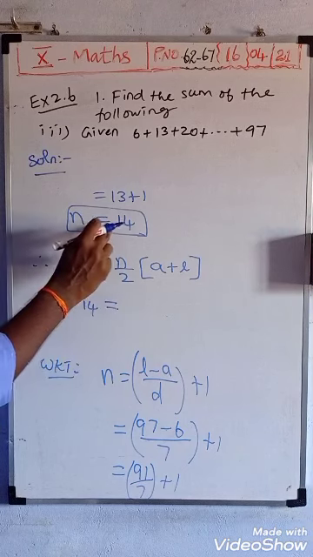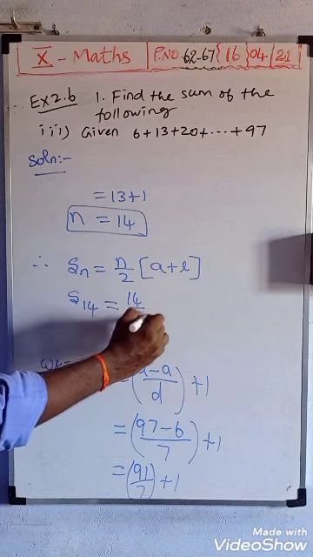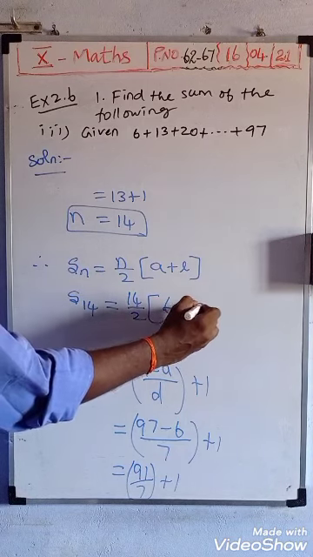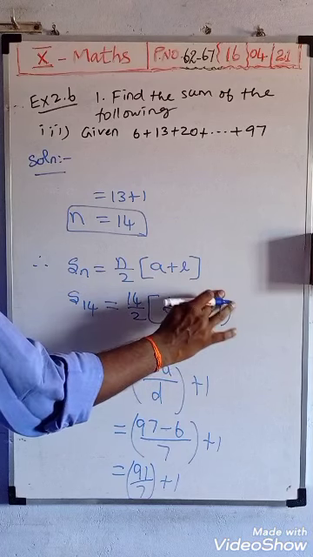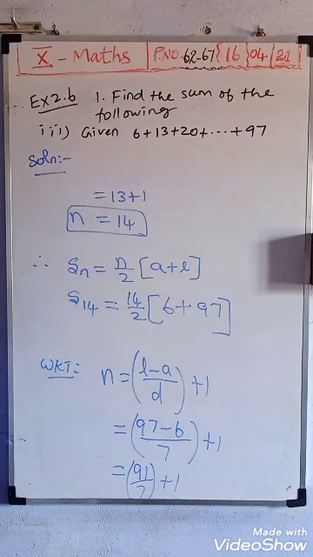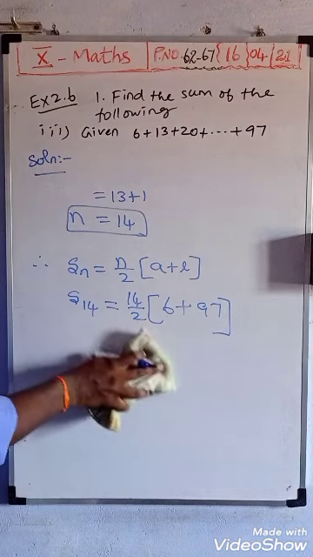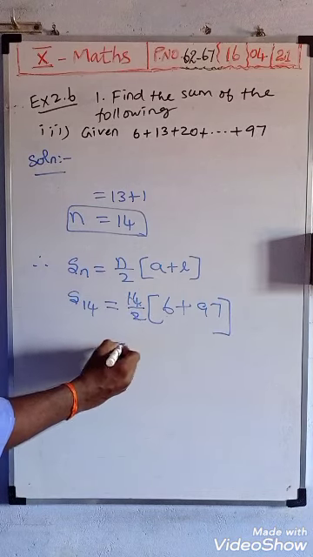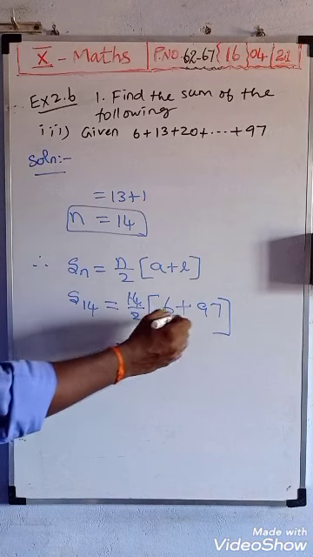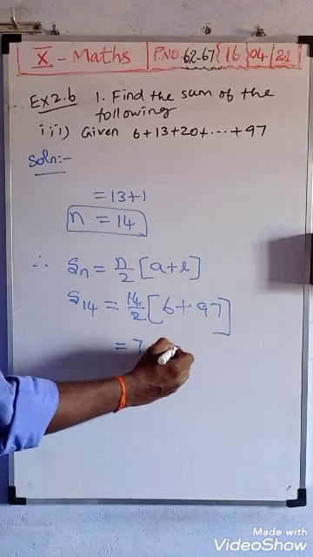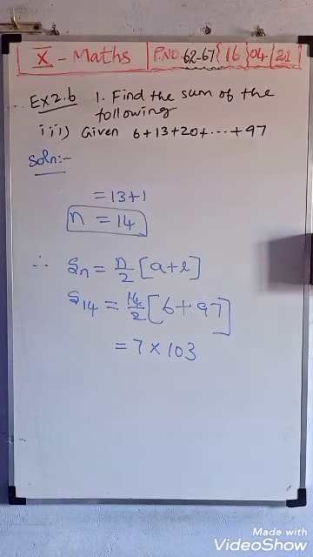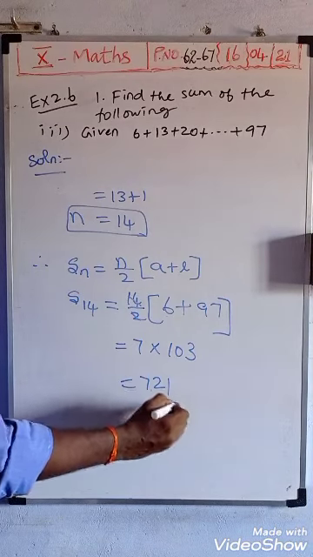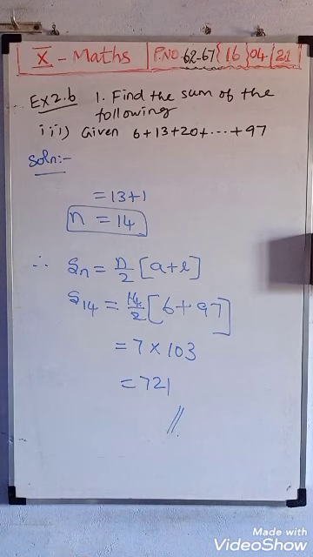Now how many terms are there? The given series has 14 terms. So S14 is equal to 14 by 2, A is 6 plus L is 97. Now see, simplify: 14 by 2 it is possible to cancel, or else write as it is, 7 into this sum, which we will get as 103. Now multiplying this, we will receive the answer 721. Therefore, in the given series there are 14 terms, and those 14 terms added give the answer 721. Okay, that's all.